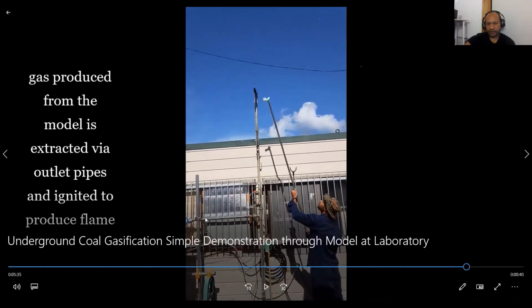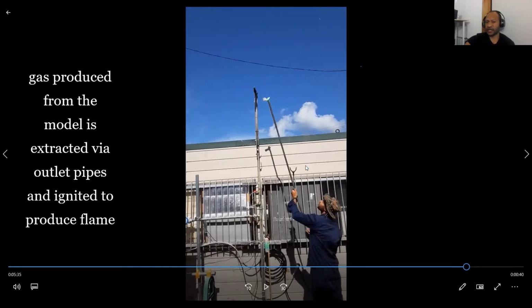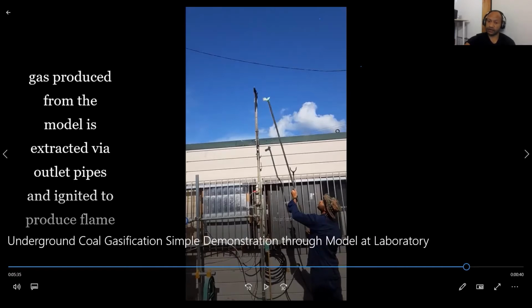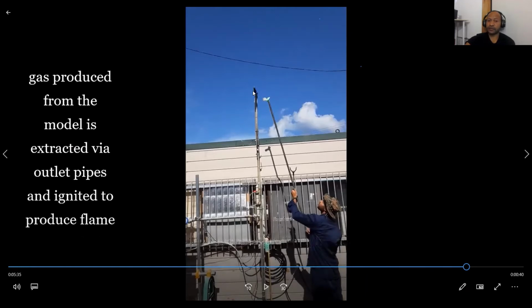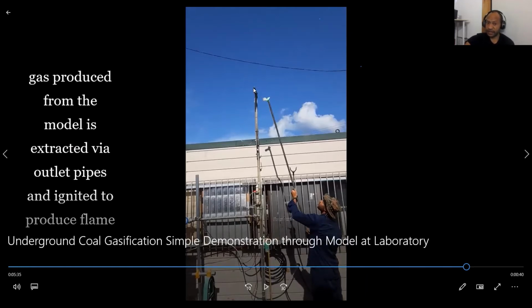The gas produced from the model is extracted via the outlet pipes, and then it is ignited to produce a flame. This is the outlet pipe, and this is the exhaust pipe. They monitor the results from a PC or computer inside the laboratory as well. They monitor the flow rate, the temperature, the cracking, all recorded digitally as well as manually. The gas is then released into the environment, but because it produces a bad odor, they have to continually burn the gas. If you light the exhaust gas, it's going to burn. So this is what they've done.